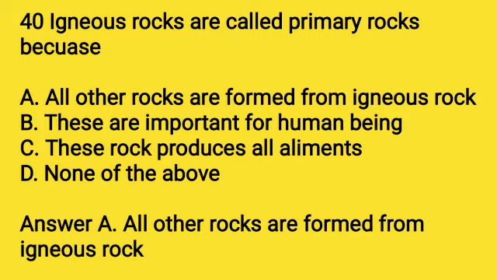40. Igneous rocks are called primary rocks because A. All other rocks are formed from igneous rock. B. These are important for human being. C. These rock produces all elements. D. None of the above. Answer A. All other rocks are formed from igneous rock.